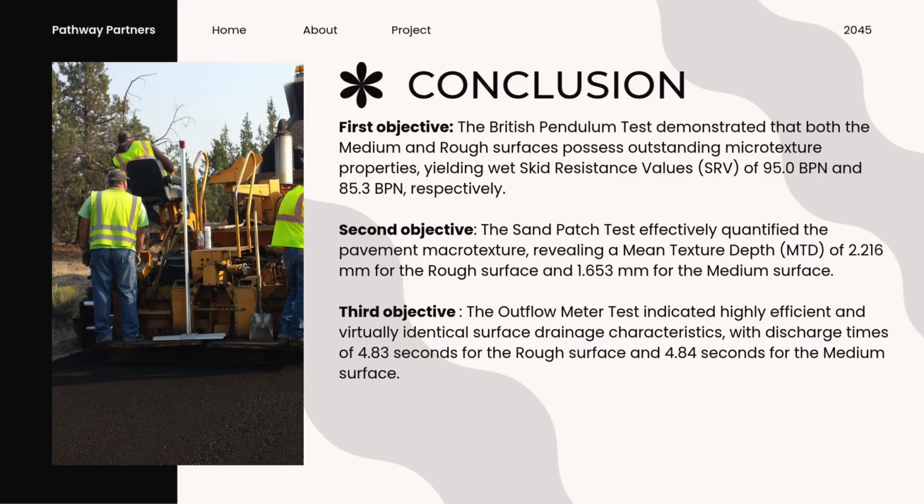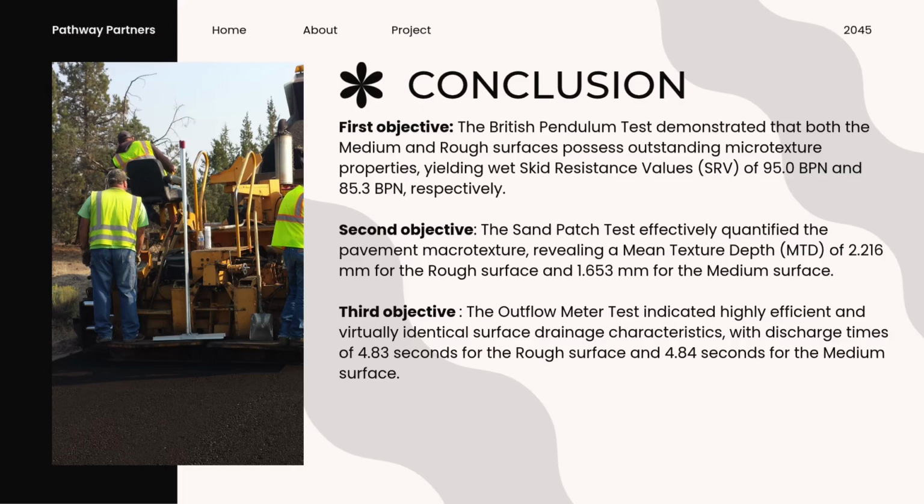Regarding the second objective, the sand patch test effectively quantified the pavement macrotexture, revealing the MTD of 2.216 mm for rough and 1.653 mm for medium. Both sections easily exceed the minimum JKR baseline requirement of 0.50 mm, confirming a robust aggregate matrix capable of disrupting surface water films. And finally, addressing the third objective, the outflow meter test indicates highly efficient and virtually identical surface drainage characteristics, with discharge time of 4.83 seconds for the rough surface and 4.84 seconds for the medium surface.